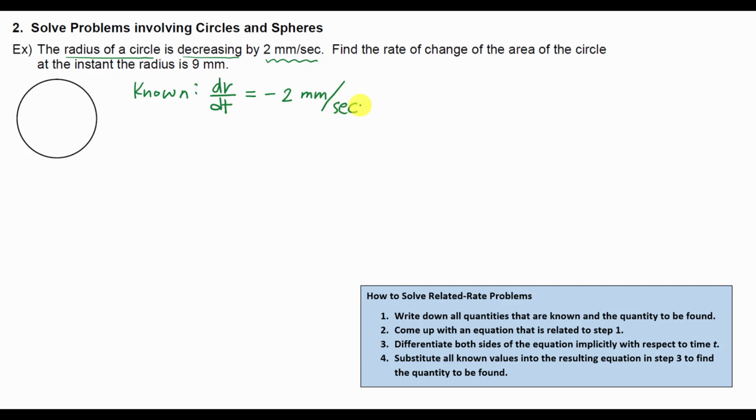So you have to be careful, right? Because it doesn't say negative 2 millimeters per second. By looking at the word decreasing, it is you who should know to put the negative there.